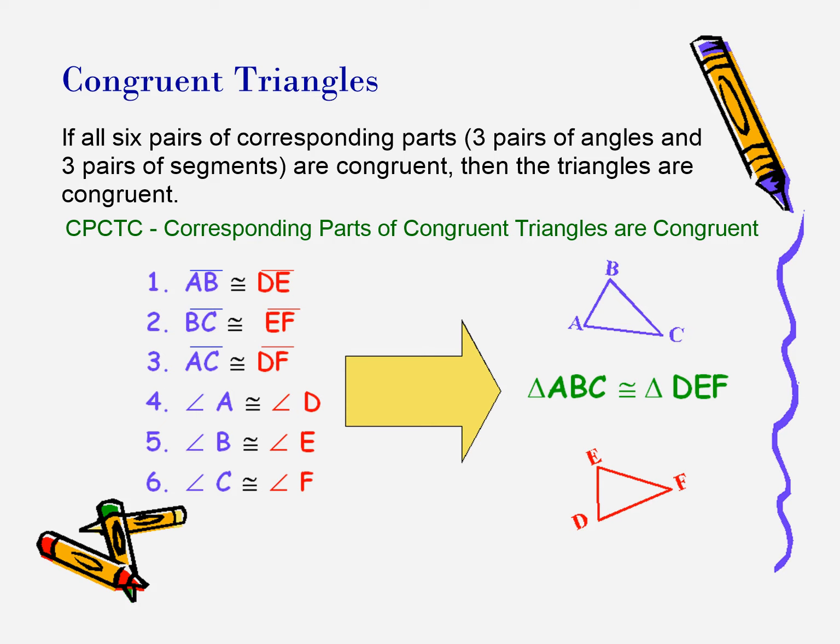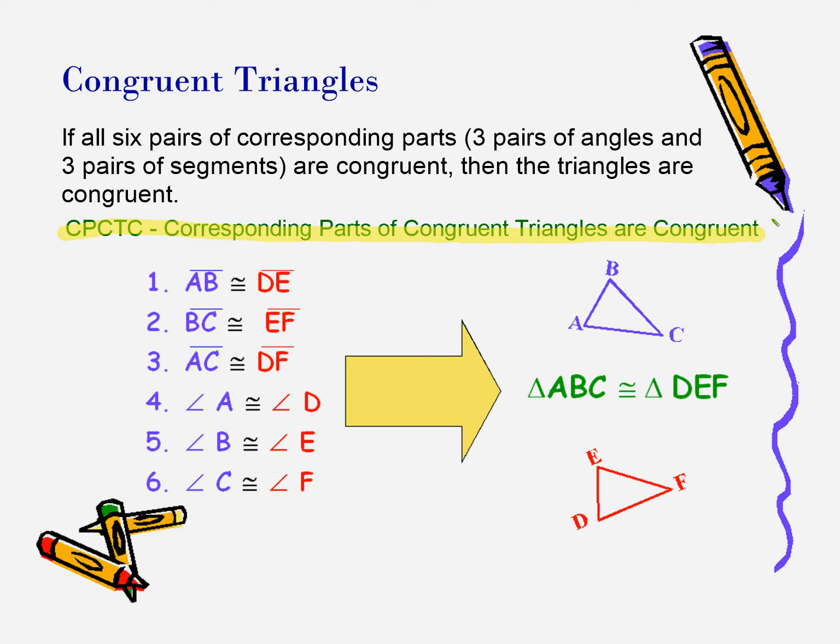A phrase that we use here, CPCTC, is another way we can say what the definition of congruent triangles is, and we'll see this often, so you need to know this. What this is, corresponding parts of congruent triangles are congruent, and we do use that abbreviation CPCTC.